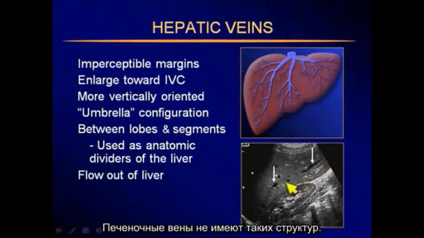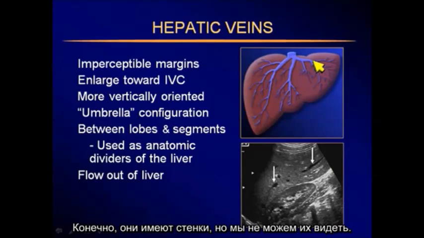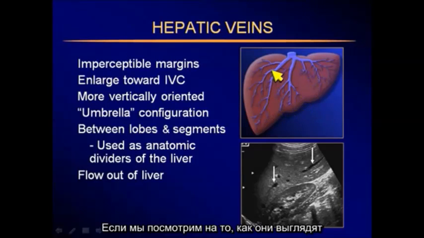Hepatic veins do not. And why is that? Well, it's a matter of contrast. The hepatic veins have imperceptible margins. They actually have walls, but we just don't see them. If we look at what they look like by configuration, they're more vertically oriented. They enlarge towards the inferior vena cava, and they actually have sort of an umbrella configuration where the spokes of the umbrella come together superiorly and the rest of the spokes drop down throughout the liver.